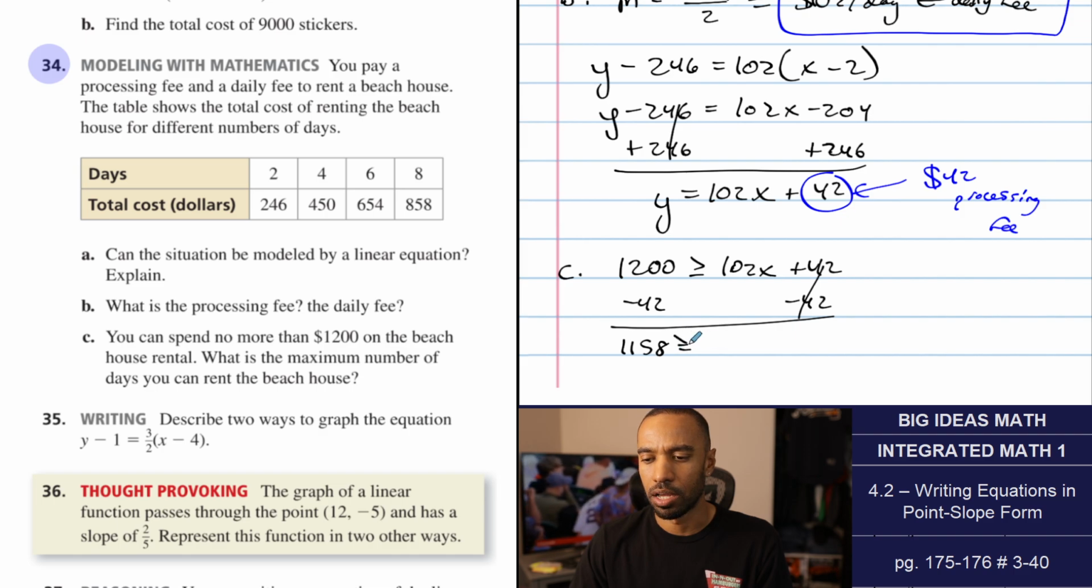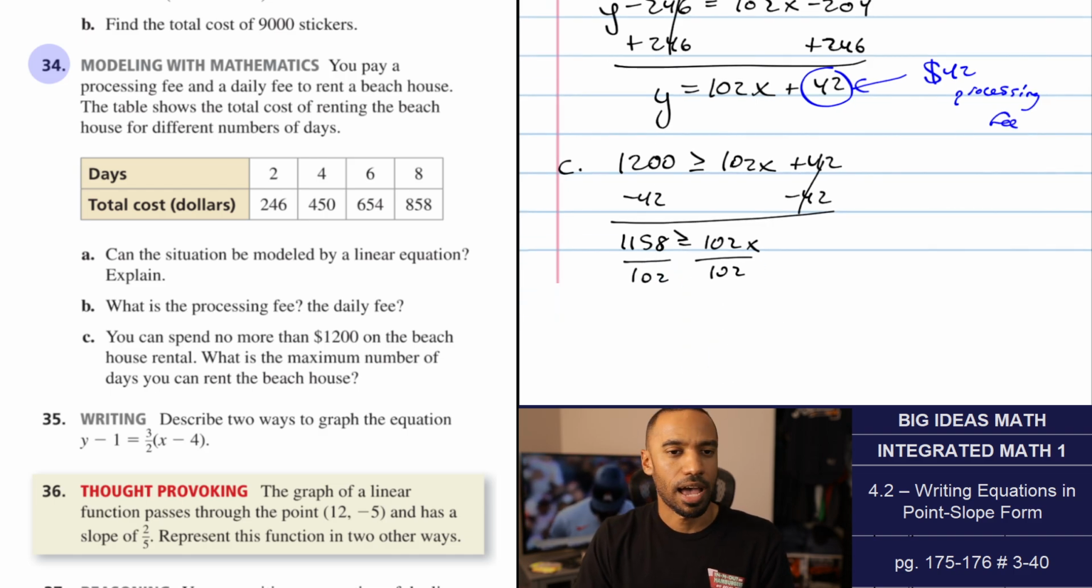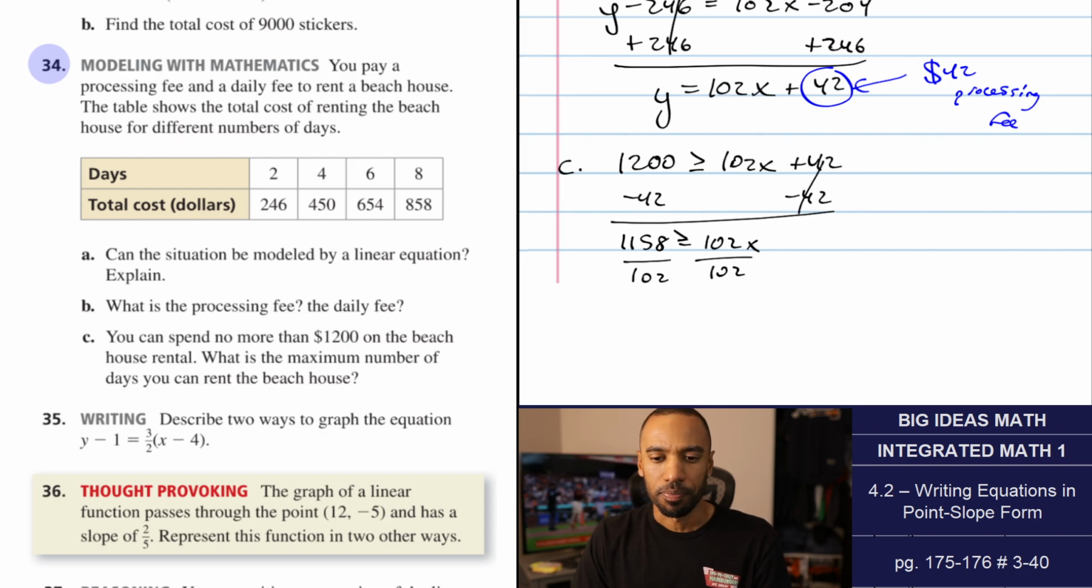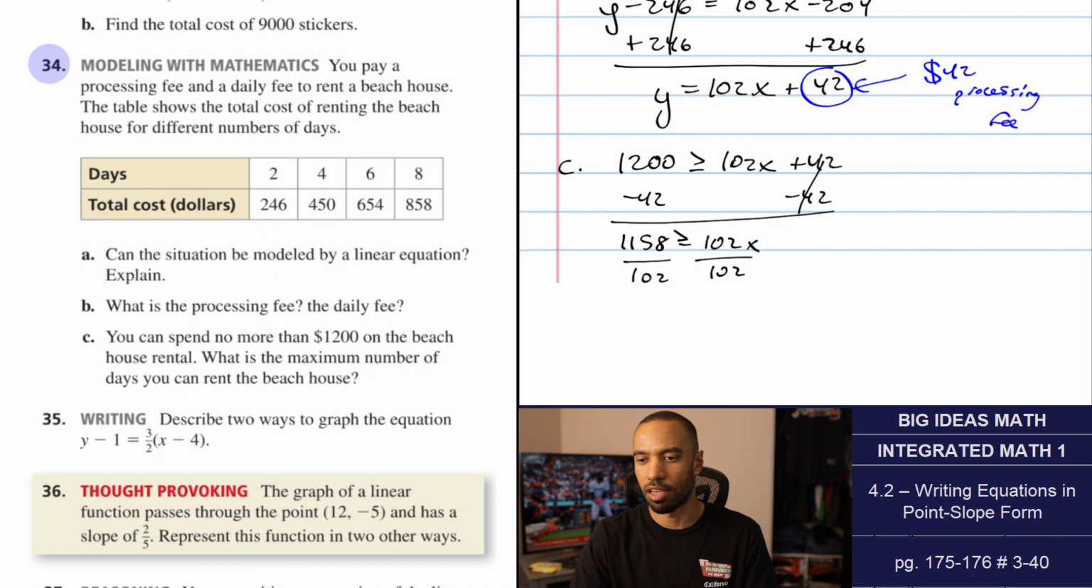1158 equals 102x. And then divide both sides by 102. Let's use the calculator for that one. So I'm getting 1158. Oh, my calculator's reset again. 1158 divided by 102. I'm getting 11.352, etc. So here's what I'm going to write. I'll just write 11.4.